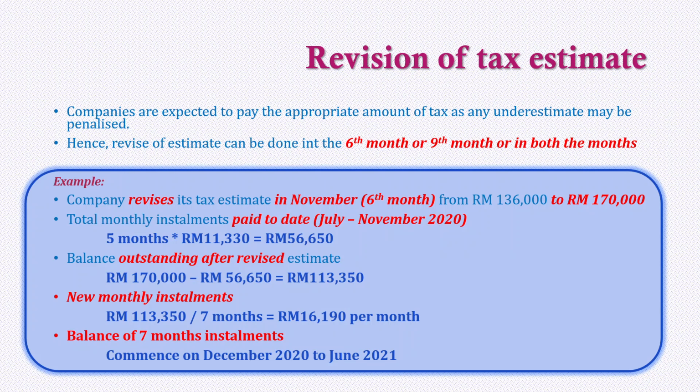So what do we do? Meaning that now the monthly installment will be changed. Okay. So how do we compute the new amount of monthly installment? So first we identify, because we do this in the 6th month, for the first 5 months you already paid your monthly installment. So the monthly installment for the first 5 months is 5 months multiplied by just now monthly installment 11,330, right? So total monthly installment that you have paid so far is 56,650.